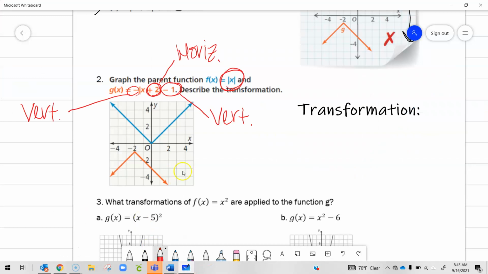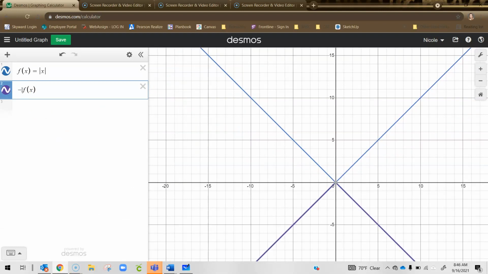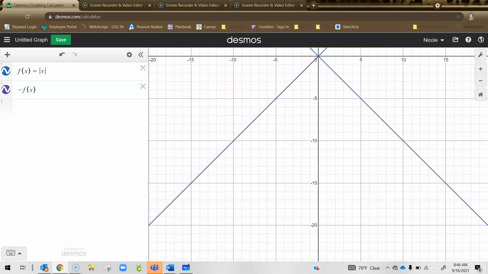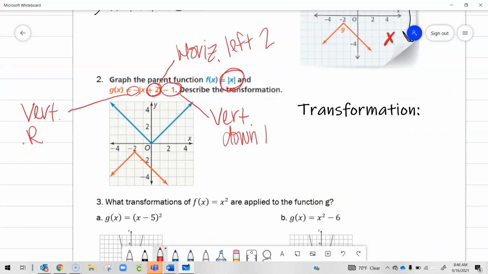So going back to our problem, we can see that this plus 2 is a horizontal translation, and we'll move it to the left 2. This minus 1 is a vertical translation and is going to shift it down 1. And then a negative is kind of going off of what we were looking at in that first example. A negative is going to cause a reflection. And since this negative is on the outside, it reflects it vertically, so up and down. And so this would be a vertical reflection.